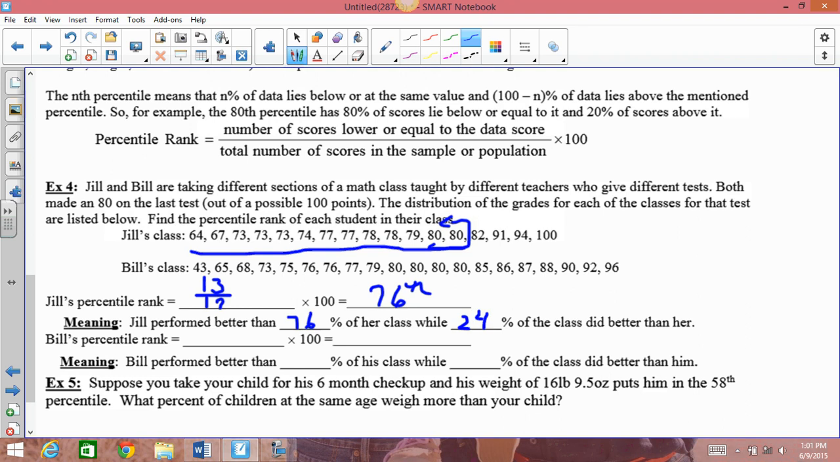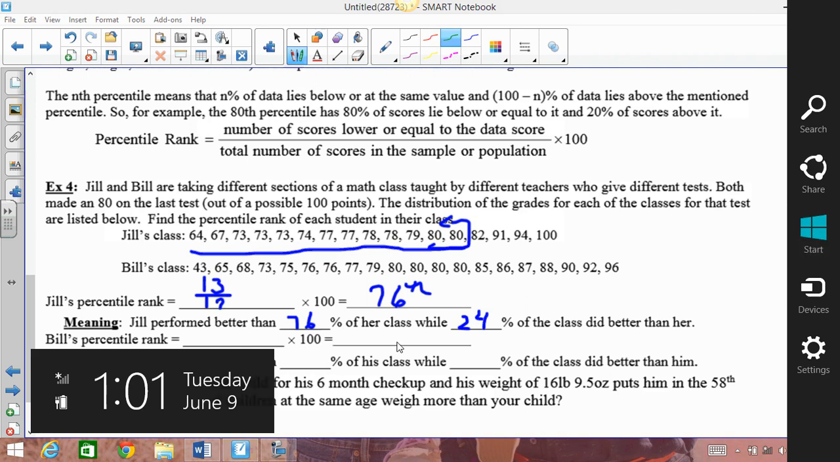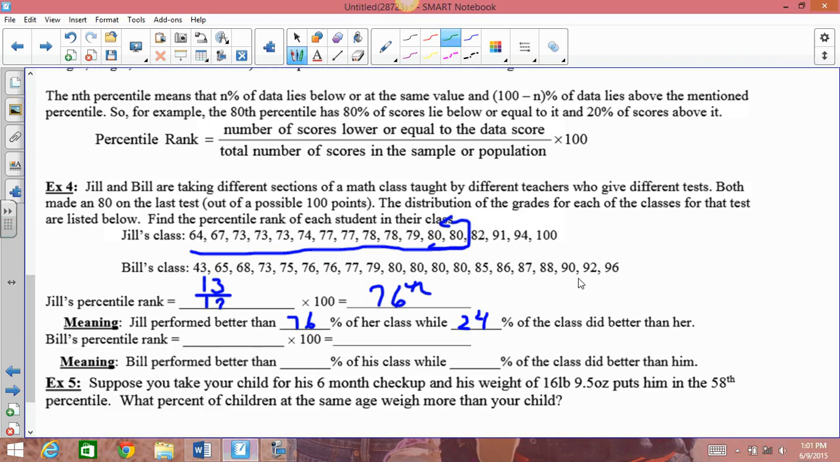Okay. Likewise, let's do Bill's percentile ranking. This is Bill's class. He's just below there. Bill also got an 80, but there were more people that got his score in his class, so we would be looking from here over, adding up all of those, and you would find that there were also 13 that got his score or lower, but he had a few more people in his class. He had 20 people in his class, so 13 divided by 20 times 100. That would put him at the 65th percentile.